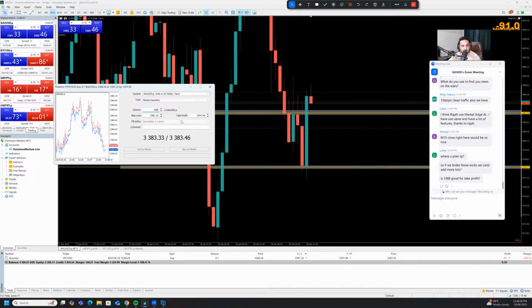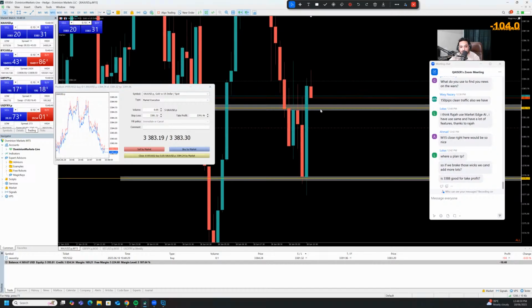What the hell just happened with my keyboard? Okay. So if it comes back into the range, I am going to close 50% of the position.